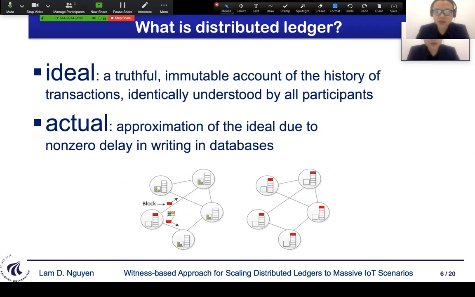But before going into the details of the witness system, I would like to talk a little bit about the distributed ledger. Ideally, a distributed ledger is a truthful, immutable account of the history of transactions, identically understood by all participants. But in reality, this is an approximation of the ideal, due to the non-zero delay in writing to the database.